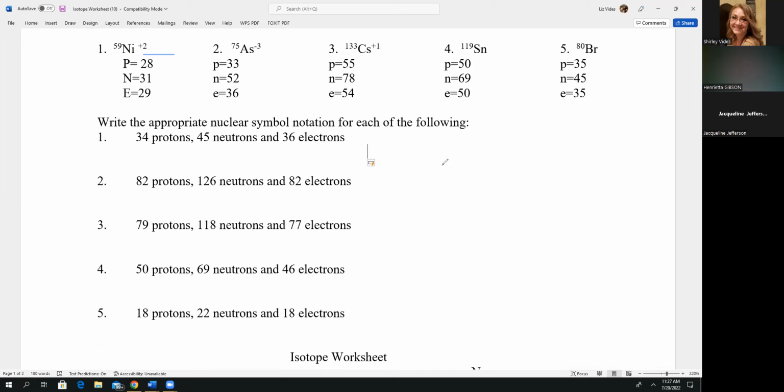So, 34 protons. That's telling me that the element is selenium.